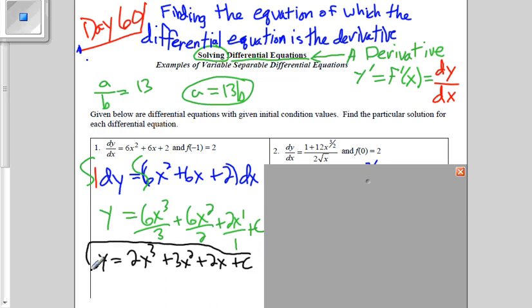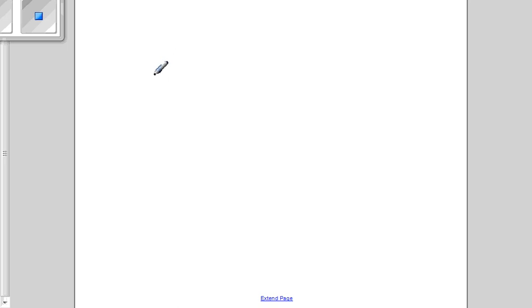Okay, so this is my general solution. Every function that looks kind of like this is the general solution to this derivative. If I take the derivative, 3 times 2 is 6, 6x squared. 2 times 3 is 6, subtract 1, 6x. Derivative of 2x is 2. Okay, doesn't matter what the constant is. But they give us this information. This is 1 point. Okay, and this goes back to what we were talking about when we first started doing derivatives.